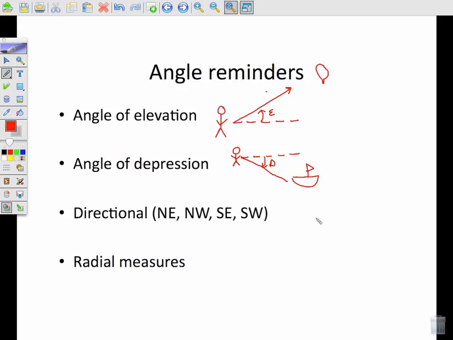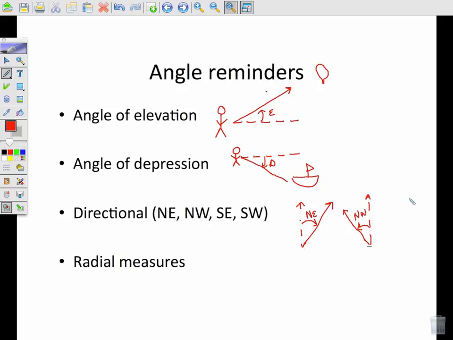Directional, if I want to do an angle northeast, you do a north line and then go east of that. So this would be northeast. Northwest, you do a north line and then take your other part of the angle west. This would be northwest. And then you can do the same for southeast and southwest.